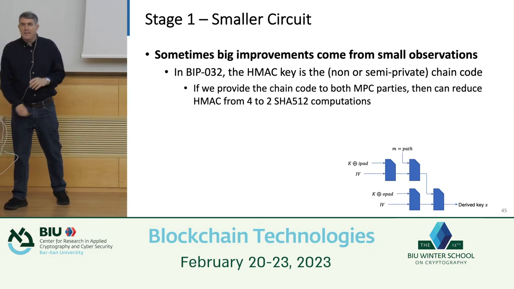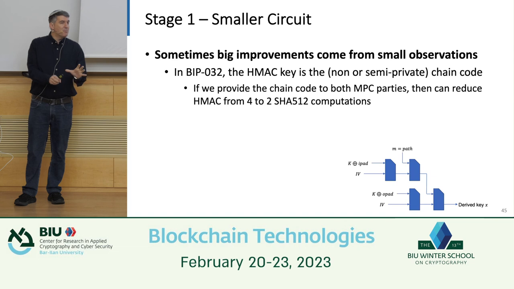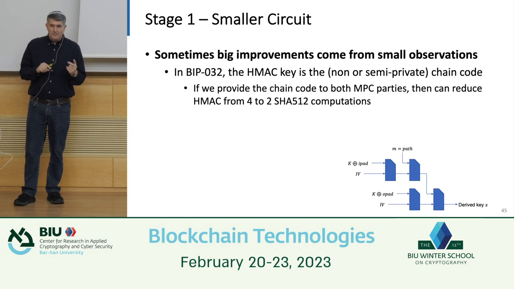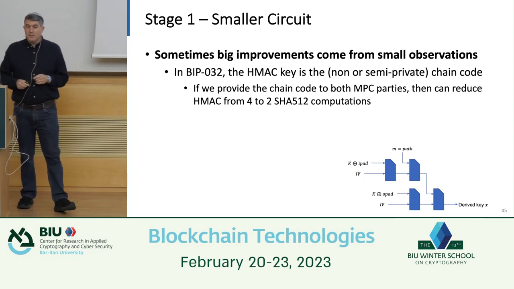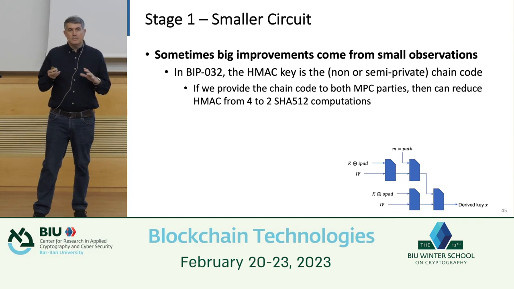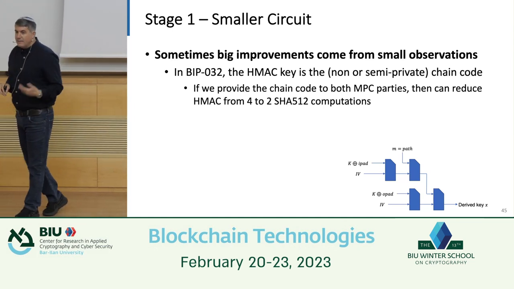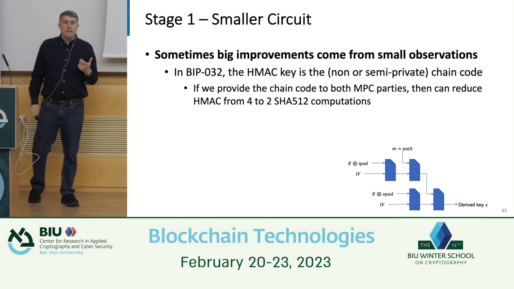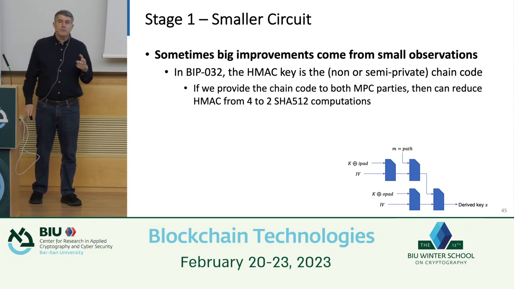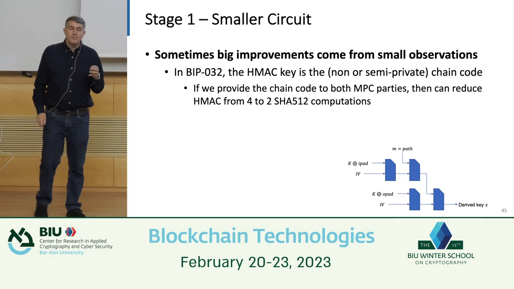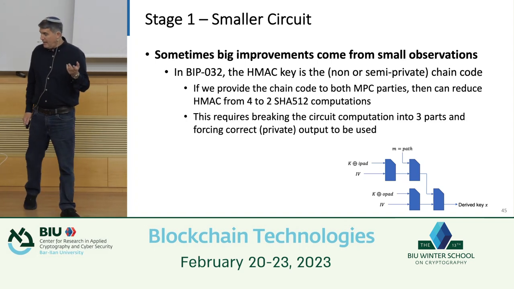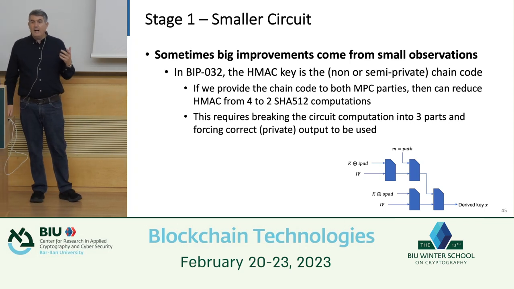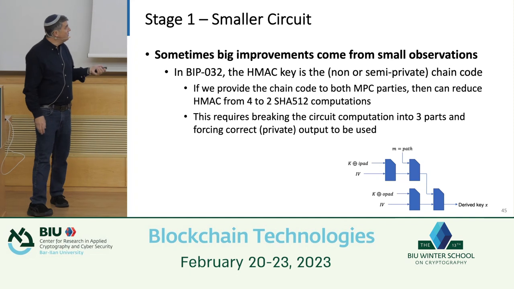So in BIP32, the HMAC key, which was a surprise for me, by the way, because I would have said that the HMAC key should be the secret value and the input should be the public value, but it's the other way around. The HMAC key is actually what's called the chain code, which is semi-private or not private, and the input is the secret value, okay? And if you can provide the chain code to both MPC parties, then you can reduce the HMAC computation from 4 SHA operations to only 2 SHA operations. And then you can save half of your computation. Let's have a look why.